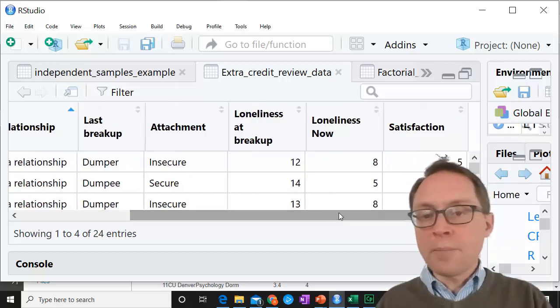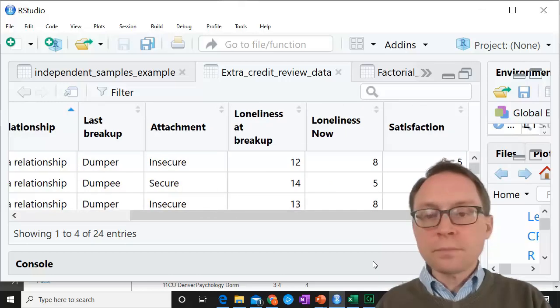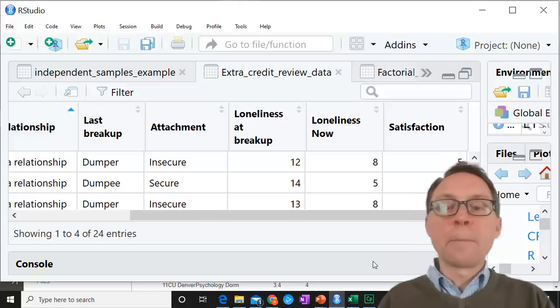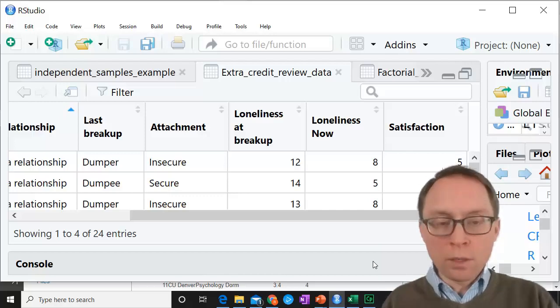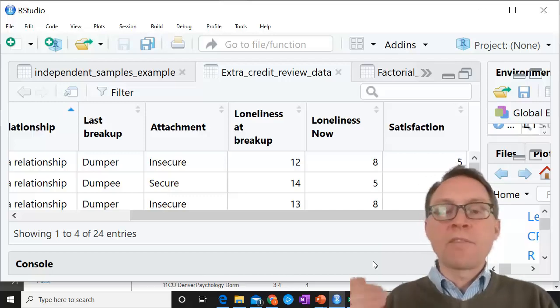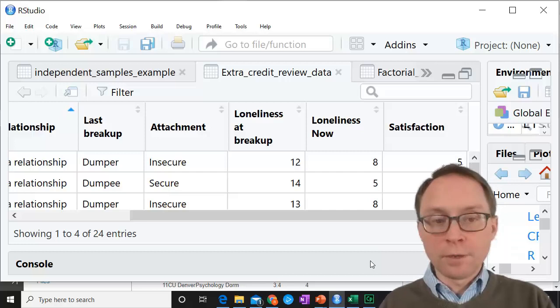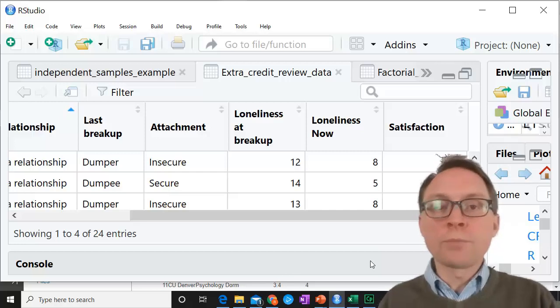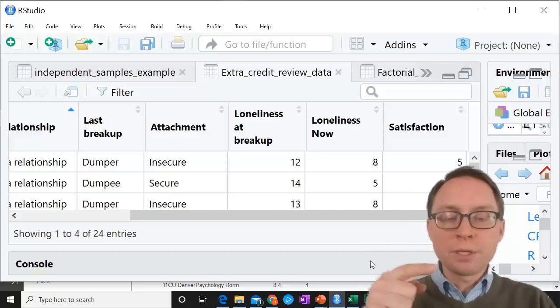So my hypothesis is that people who were a dumpee but are secure have more satisfaction than people who are dumpees who are insecure, or anyone who is a dumper. All right? So if you follow me, what I'm saying is that there's 4 separate groups because last breakup is separated into dumper or dumpee.